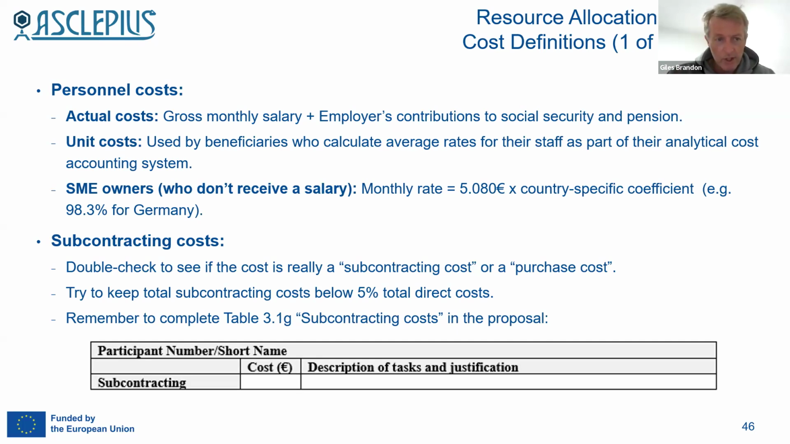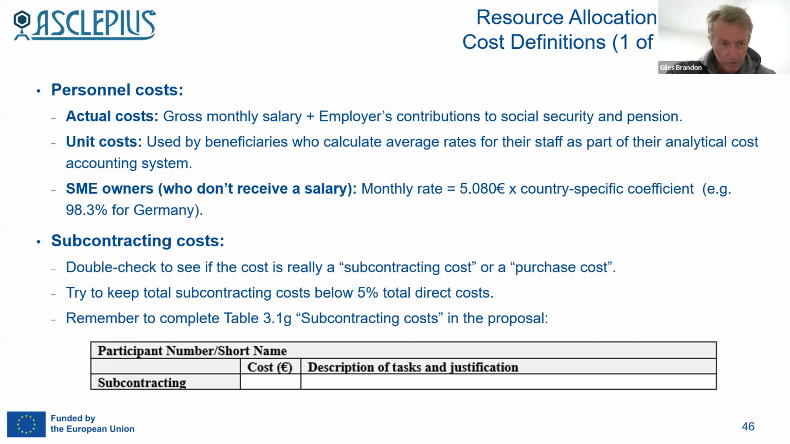However, you do also have instances where there are unit costs. So for some beneficiaries, some consulting partners, they use average rates for their staff, and that's something that you will need to use. Also, there are special personnel costs that get used for SME owners. SME is small to medium-sized enterprise, small private companies.